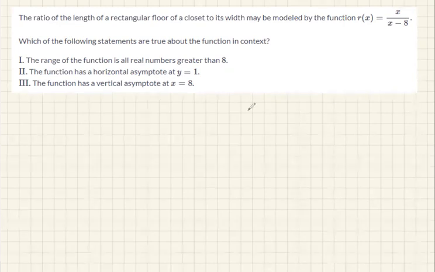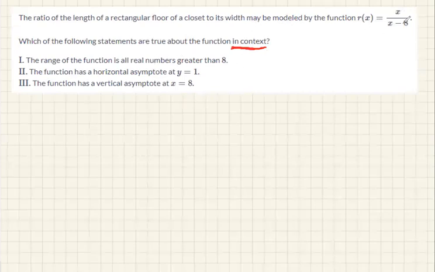So the question says the ratio of the length of a rectangular floor of a closet to its width is given by this function. Which of the following statements are true about this function in this context? Be careful with that, because if there is no background, if you are just given r of x equals x over x minus 8, your domain might be different than this problem. But now we do have some sort of restriction. So keep that in mind.